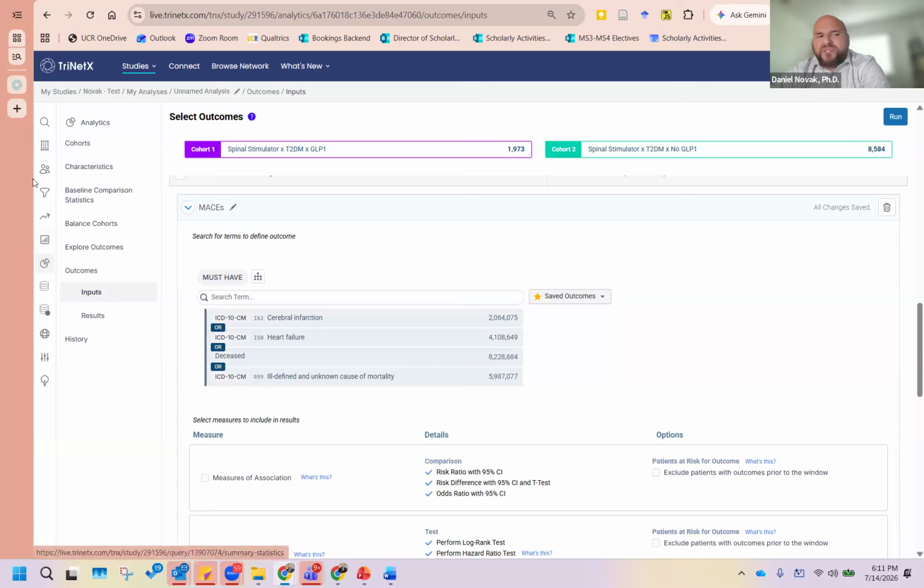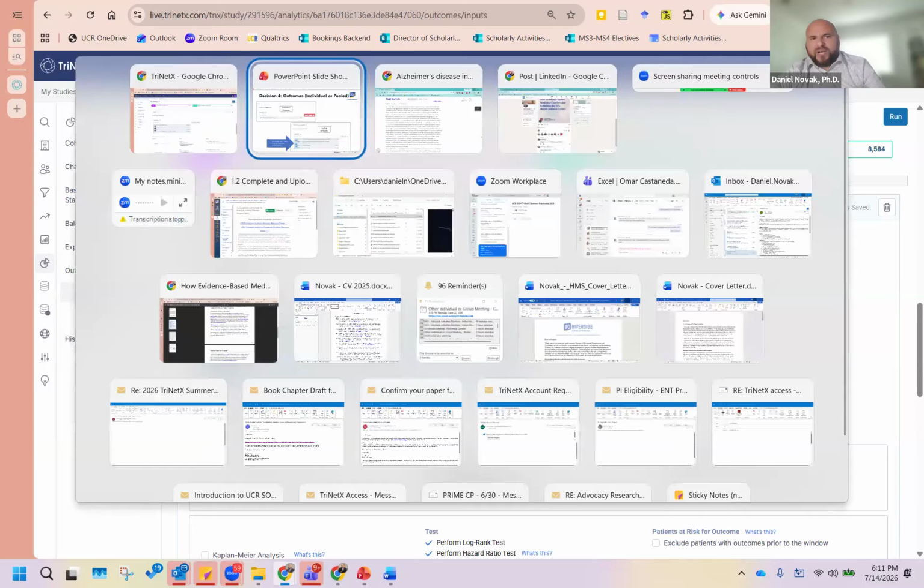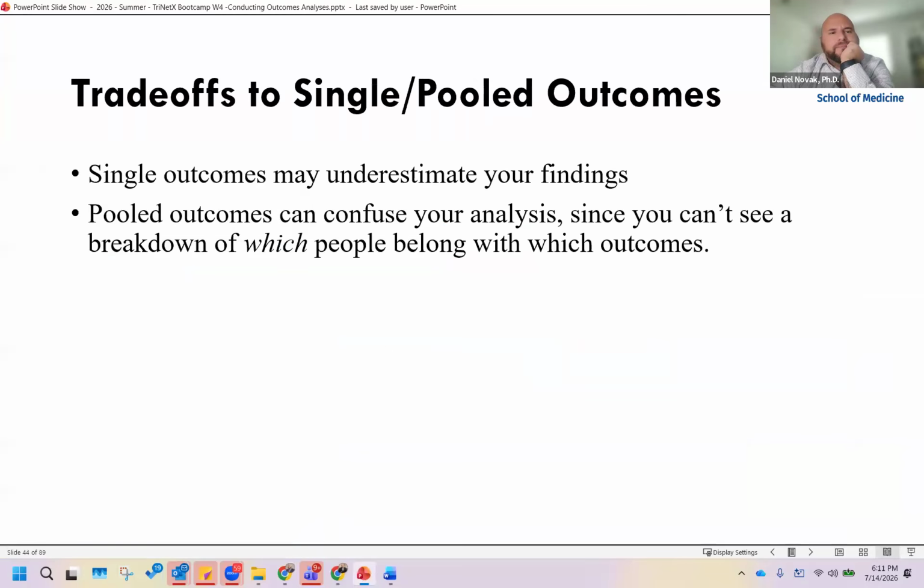You would have to go back to your cohort, define them as having had an infarction, a stroke, before the start, and then include heart failure after that. So you'd be looking at people who had strokes, then heart failures as one of their outcomes. So, trade-offs again to single versus pooled outcomes.